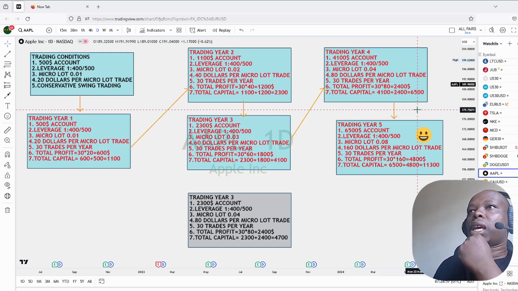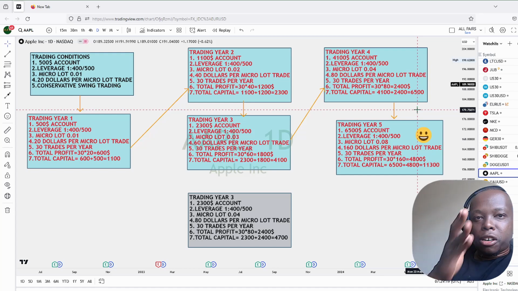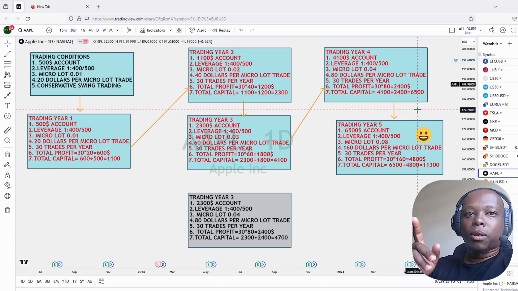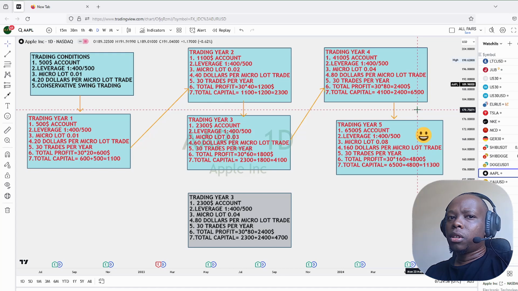So at this point, I'll be making $160 per trade multiplied by 30. That is 4,800. So our total capital by the close of year five will be 6,500 that we started with plus 4,800. Total will be 11,300. So we have gone from $500 in year one, conservatively, patiently, consistently, we have hit 11,300. So we've gone from 500 to 20 times. 20 times would be 10,000.